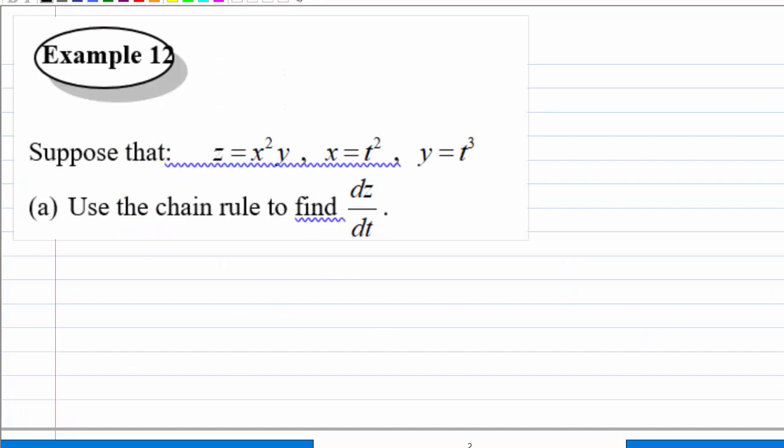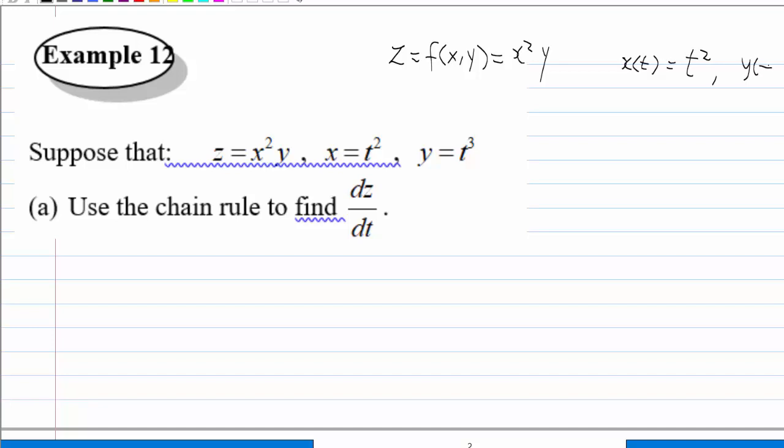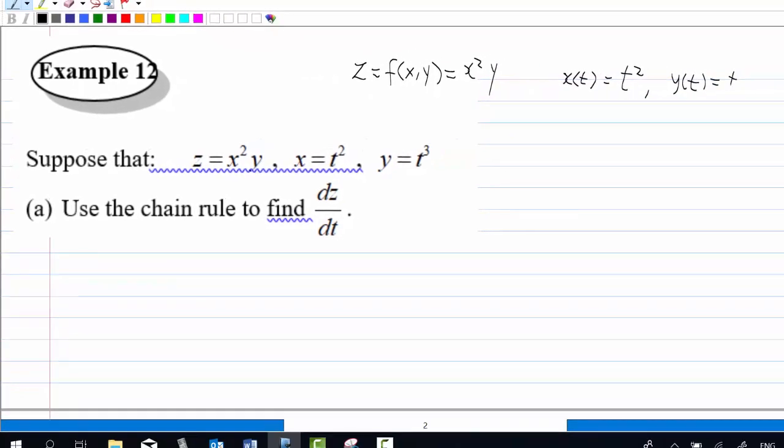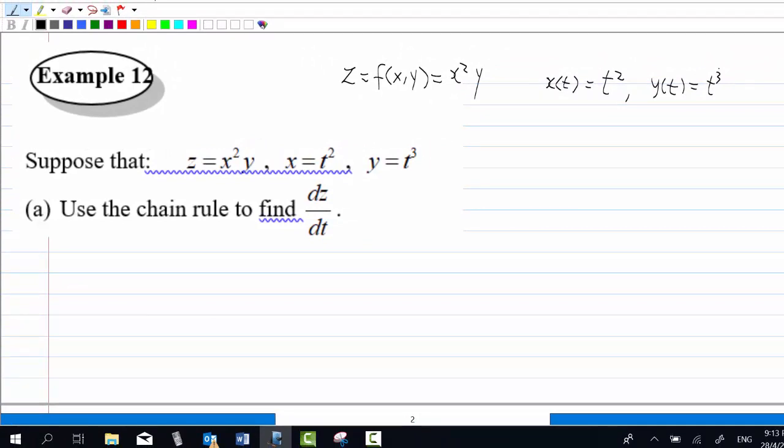Example 12 to illustrate the application of chain rule. Here, z is given as a function of x and y, which is equal to x squared y. And x is a function of time, so x(t) is given by t squared, and y(t) is equal to t cubed. We are going to find the rate of change of z, dz/dt, by chain rule.